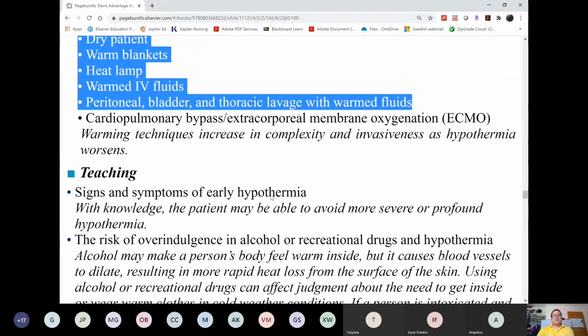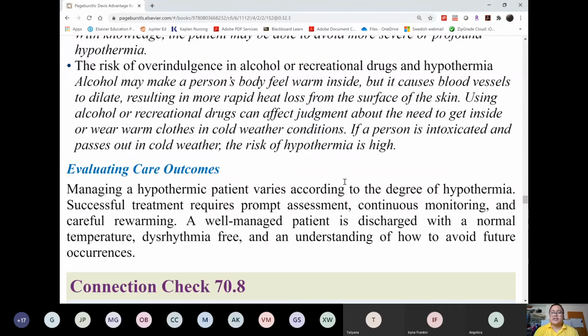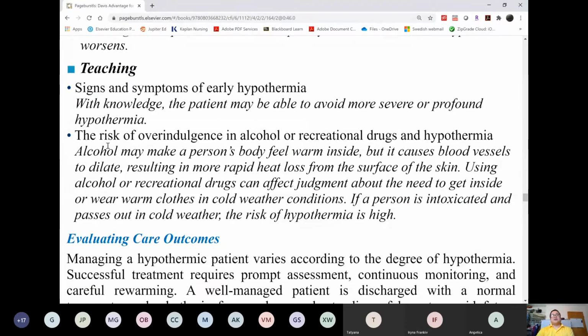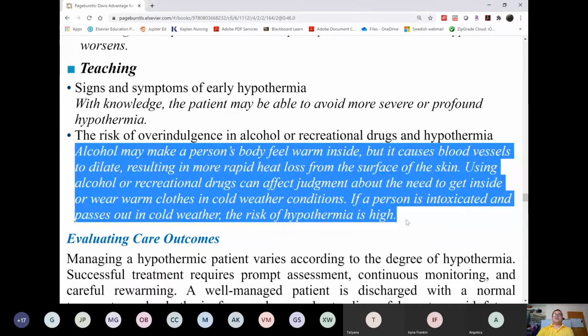And teaching will be, of course, to prevent the whole thing in the first place. Please read this about alcohol. Let's have Giselle read this, because I'm sure Giselle may have a different idea about alcohol and feeling warm.